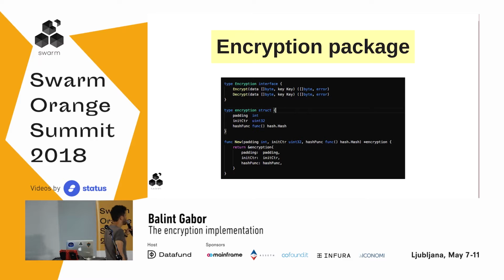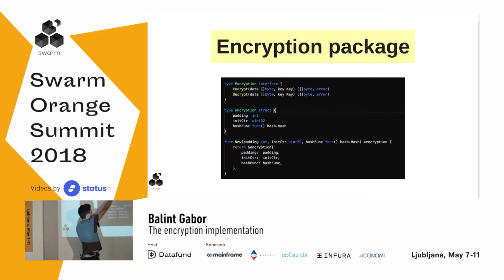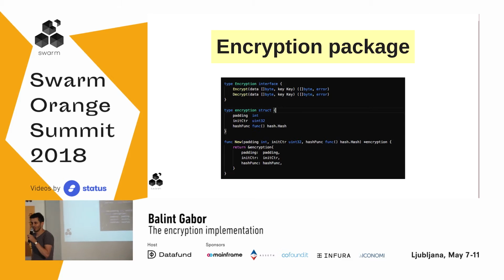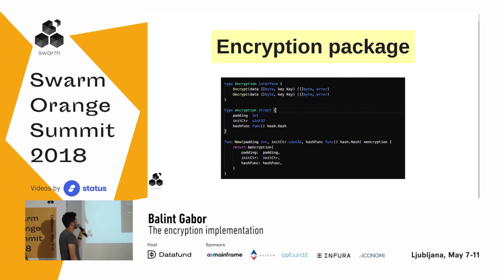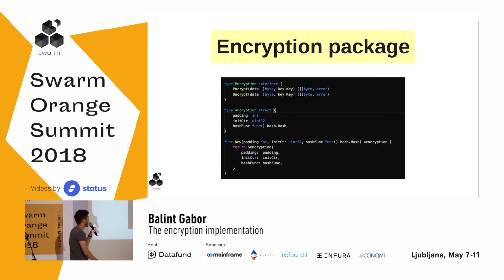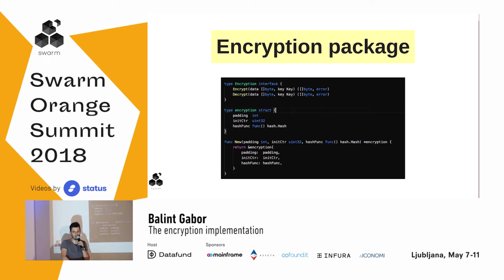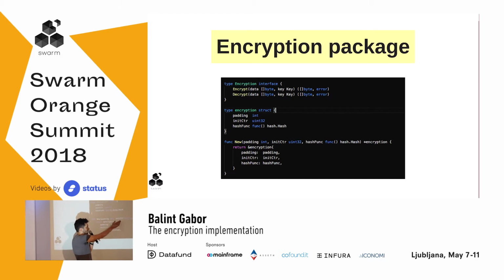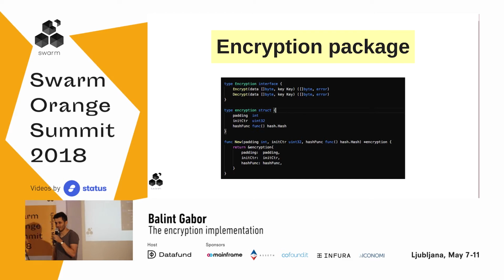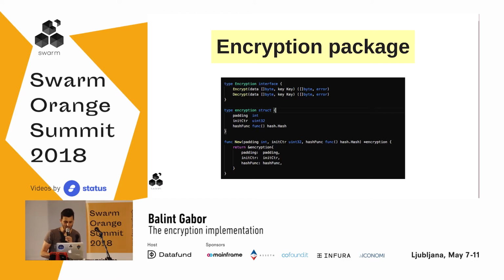I created an encryption package, and as you see, it works not on chunks but on byte slices. It does not depend on any other Swarm packages. It can just receive a byte slice and the key and encrypt it, or the other way around. It can be initialized with all the parameters we need, like the default chunk size, because we had to add random bytes to it, the initial counter for the counter mode encryption, and the hash function. This is the interface of the encryption package.